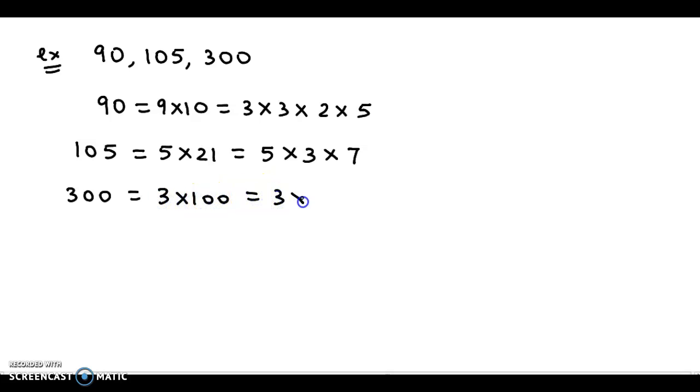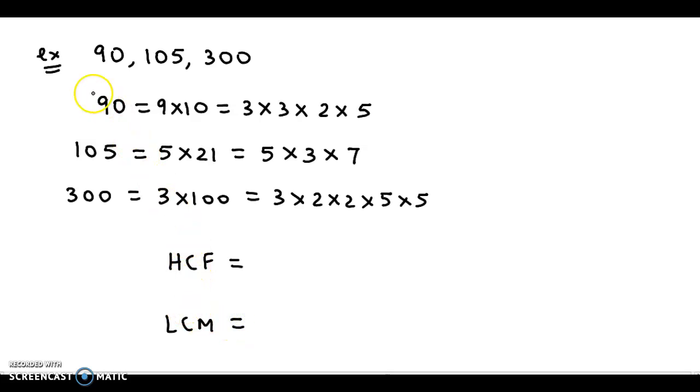Now let's proceed further. This is 25 into 4, correct? Now 4 could be written as 2 into 2, and 25 would be 5 into 5. So that's 25 4s is 100, 100 into 3, that's 300. So we have factorized these numbers into their corresponding prime factors, and now we proceed with the HCF and the LCM.